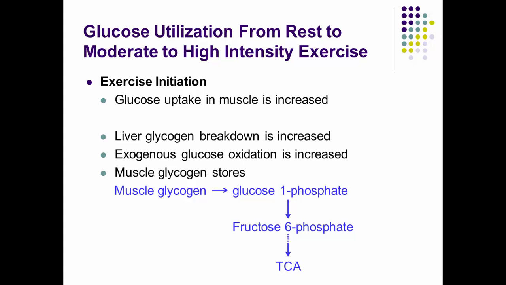Okay, so I think there's a mistake here. I want to make a correction. Thank you, Karen, for pointing that out. Actually, this is the fructose 6-phosphate, right? So glycogen is broken down to glucose 1-phosphate and then converted to glucose 6-phosphate and then enters the glycolytic pathway, right? So then it should be the fructose 6-phosphate, right?